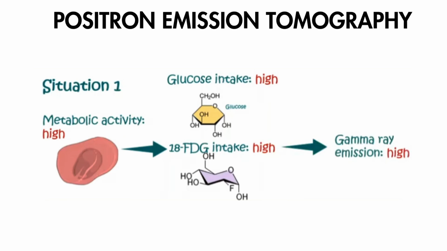We are going to analyze two different situations. One is when the metabolic activity is high, the other is when the metabolic activity is low. When the activity is high, the FDG intake in the cell is going to be high. When the FDG intake in the cell is high, the amount of fluoride settled in the cell is going to be high. When the amount of settled fluoride is high, the gamma ray emission is going to be high. So when the metabolic activity is high, the emission of gamma rays is obviously going to be high.